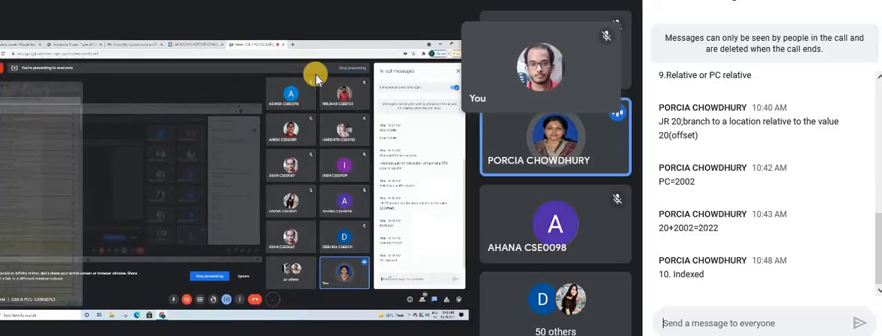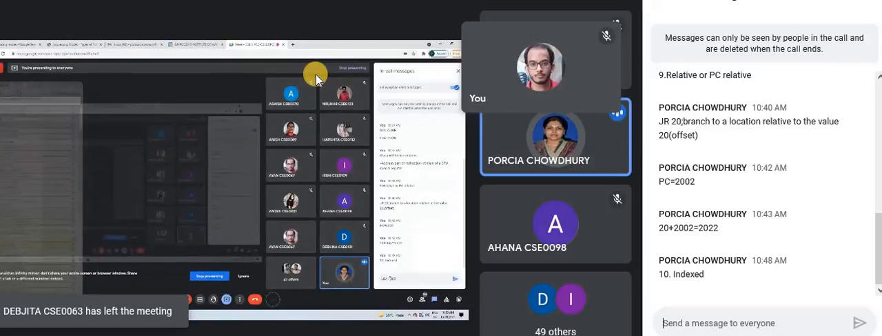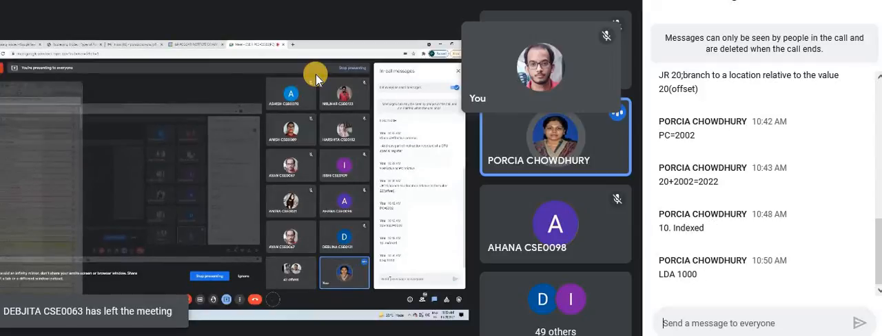Now I will give you one example. Whenever I am talking about examples, that means they are random values. Suppose this is one example, LDA 1000. We already know LDA means load accumulator.